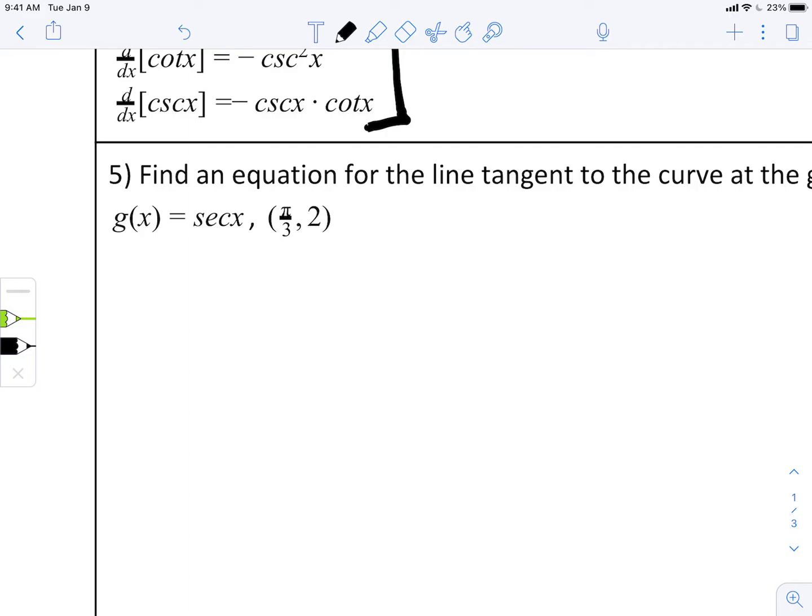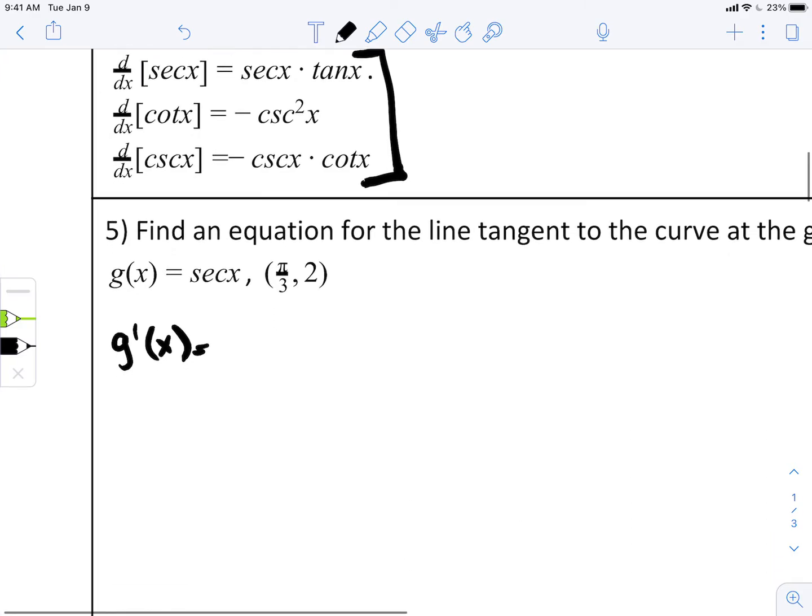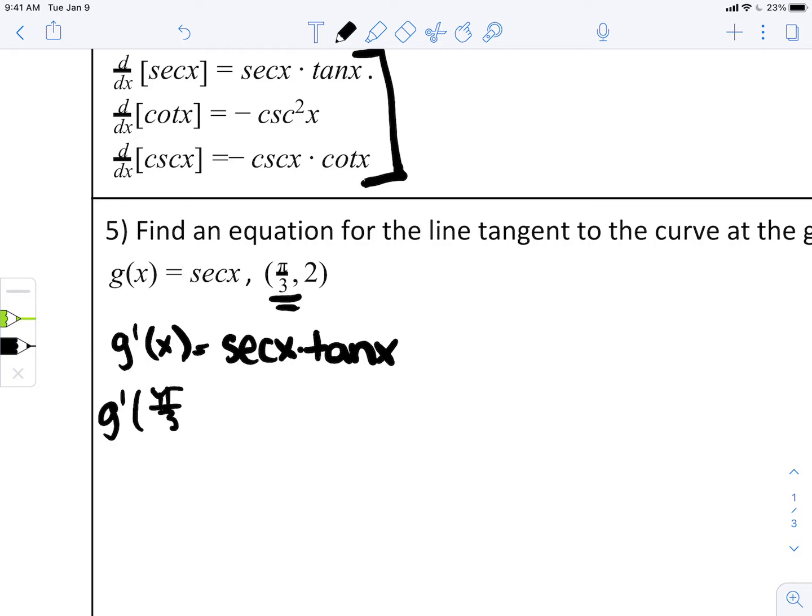To find our slope, we're going to go ahead and take our derivative. This is going to give us the instantaneous rate of change. Now, either above, or if you've already proved this, the derivative of secant of x is equal to secant of x times tangent of x. Now we want to figure out what the slope would be for this specific point. So we're going to need to look at our x value. In this case, we're interested in g prime of pi over 3. So we want to find secant of pi over 3 times tangent of pi over 3.